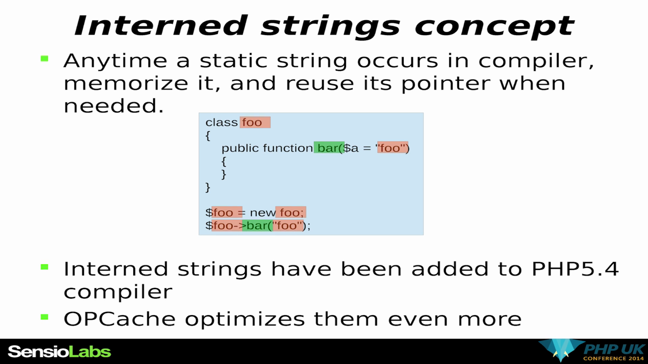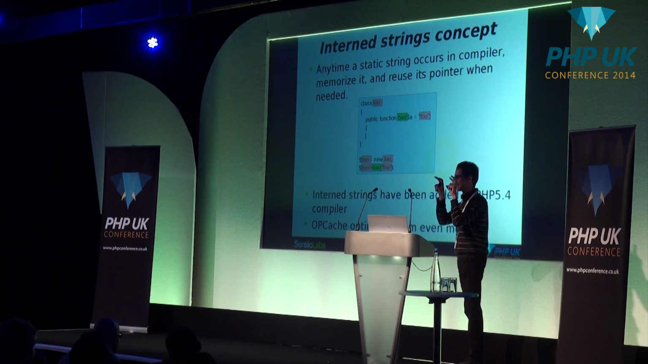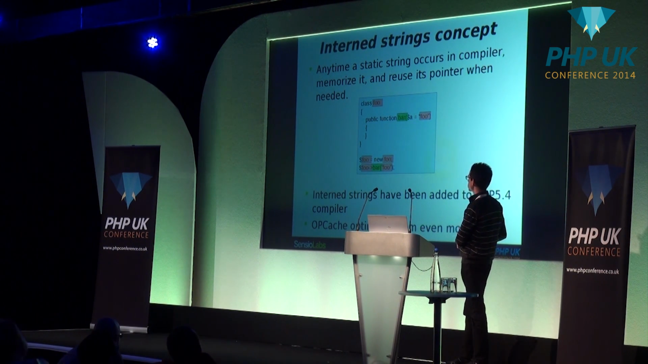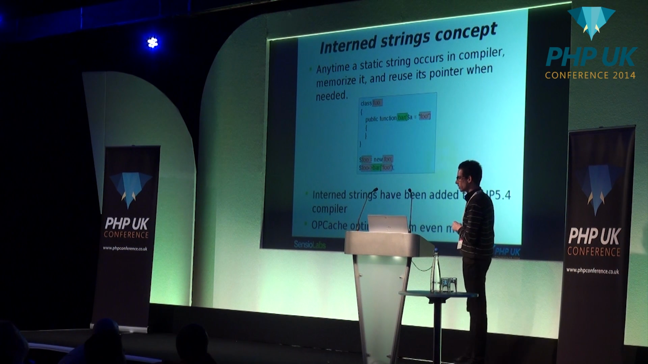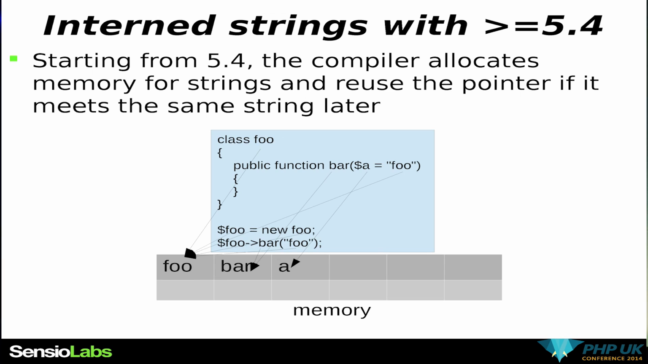When you compile something, you meet strings, and those strings you will need later. The class string, we don't care about it, but foo is the name of the class, bar is the name of the function, and so on. Every time PHP meets these, before 5.4, it just allocated many, many slots in memory to put all those strings which are all the same. Why can't we optimize this to have all the strings pointing to the same pointers, like this? This is a very nice optimization. It was added to 5.4. No Opcache needed, nothing like this.